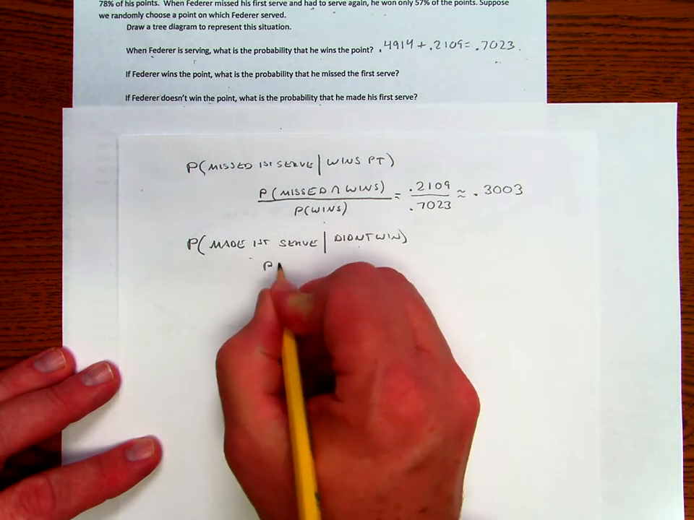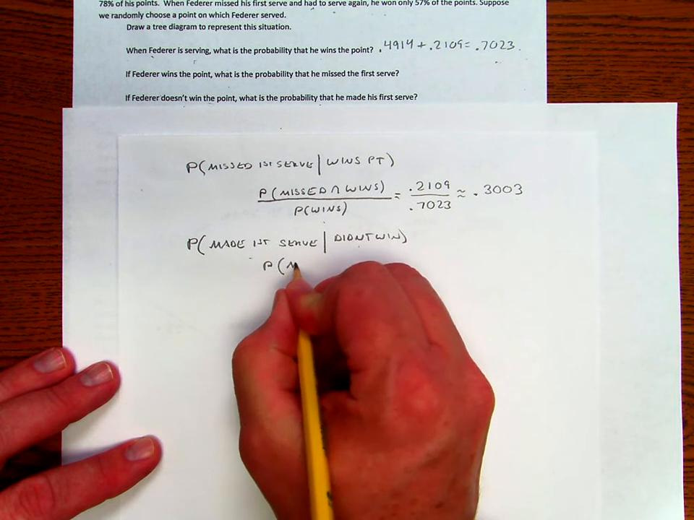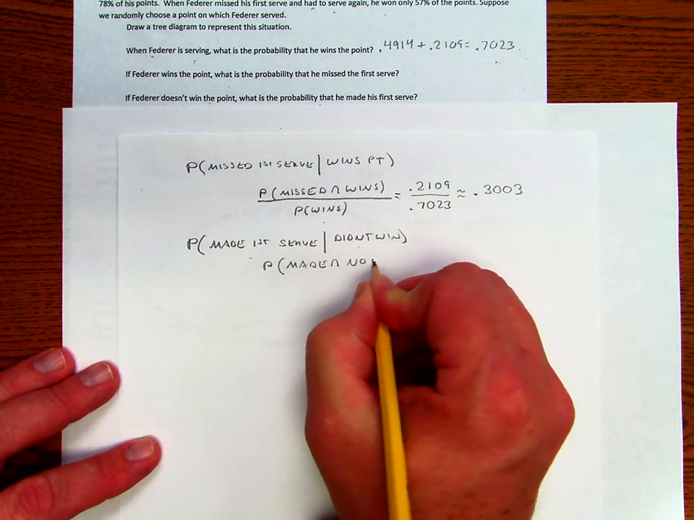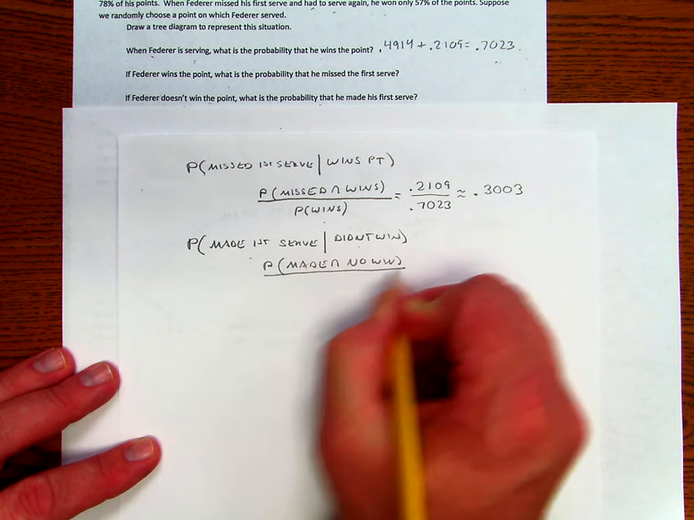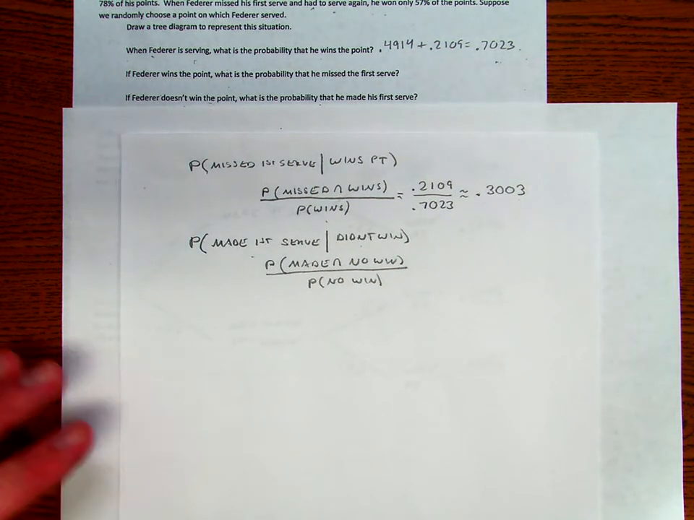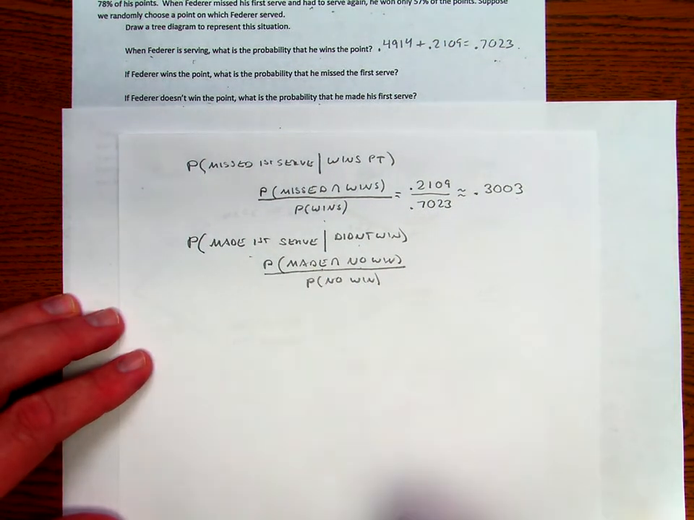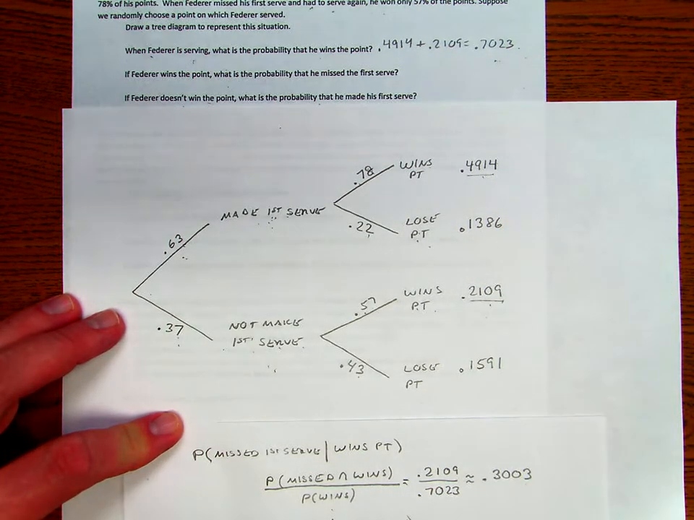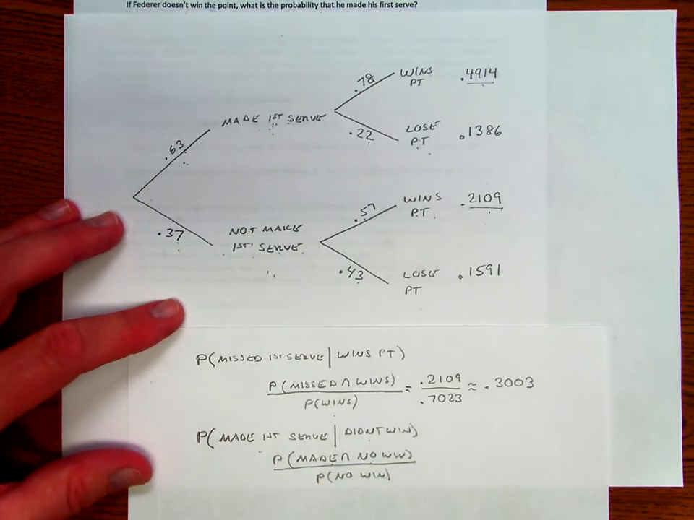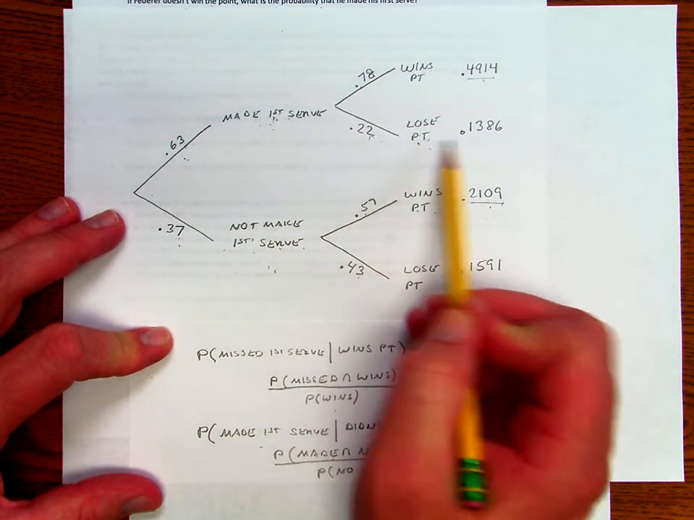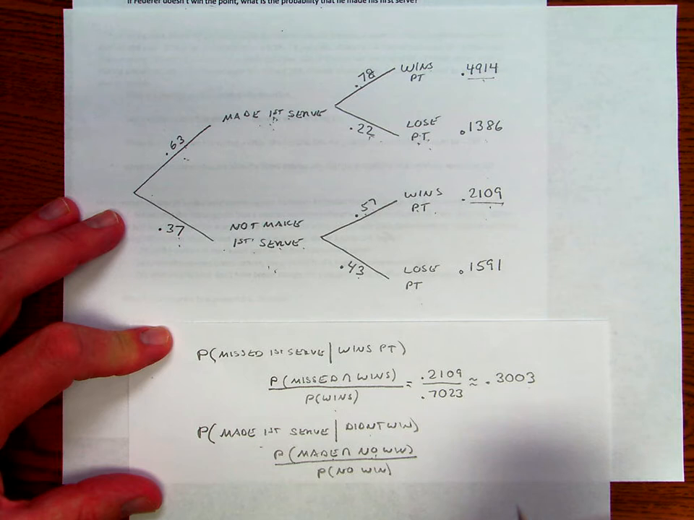And from that, we know it's a probability of made and no win over probability of no win. Okay, well, any of the ands we already figured out. They're going to come from these numbers at the end. So let me slide that up. There we go. So made and didn't win. Made, didn't win or lose is the same thing in this, 0.1386.